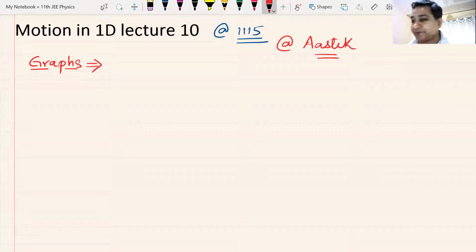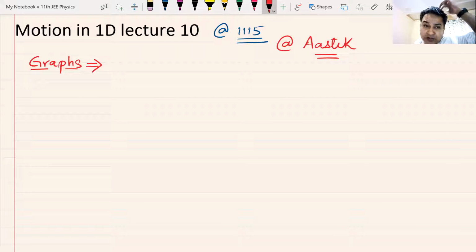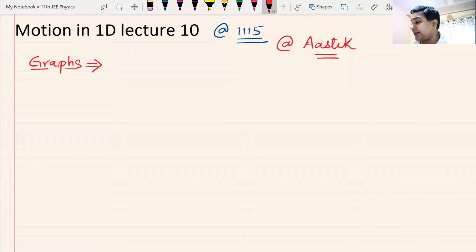Now in today's class, we would be discussing graphs of motion in one dimension. Now, before going on into graphs, let us go back and see what graphs were all about.